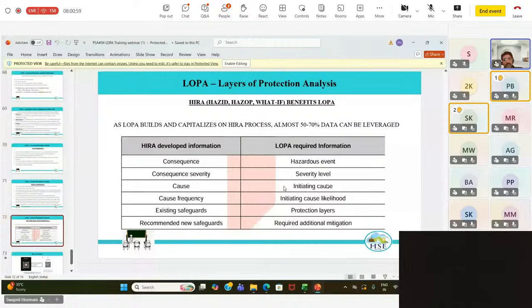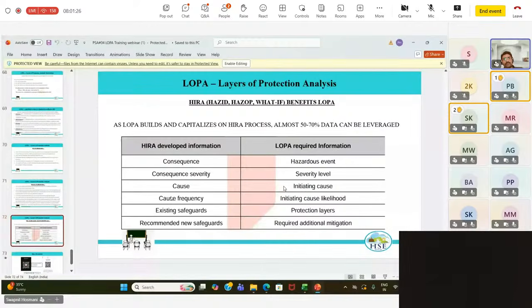In the HERA, you develop information for consequence. The same consequence can be considered a hazardous event, where you define the initiating event. Okay. Then the consequence severity: as we looked at severity 3, 4, 5, and 6, that itself gives you the severity level of a LOPA, whereby you get a TMEL out of this severity level. Next, what is the cause during the HAZOP? The same cause can be considered as the initiating event.